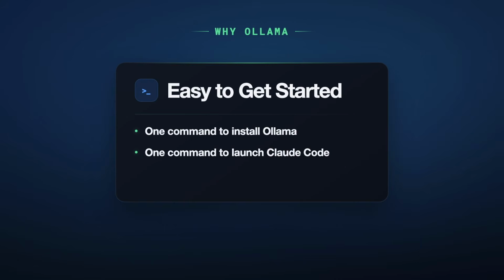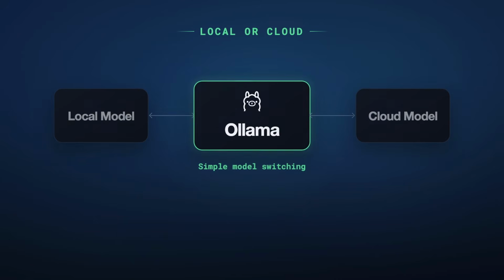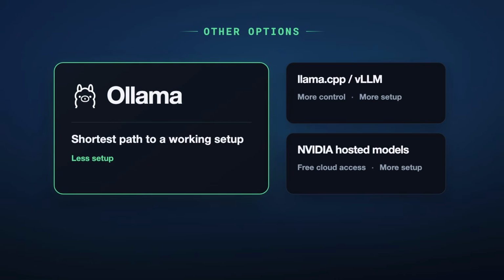We're using Ollama here because it is the easiest place to start. One command launches Claude Code with an Ollama model, and switching between local and cloud models is straightforward. It is not the fastest inference solution. Tools such as llama.cpp and VLLM offer more control and performance, but require more setup. Other cloud providers are available too, including NVIDIA's free-hosted models.